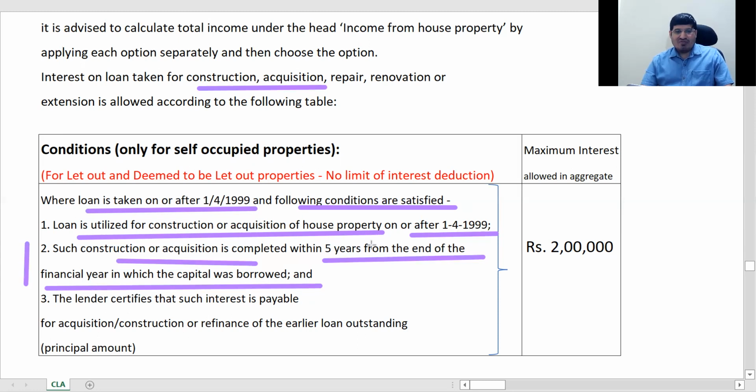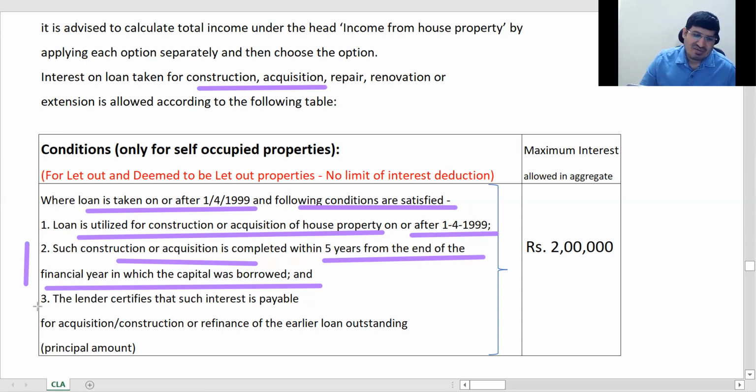Okay, so if we take more than 5 years for construction from the end of the previous year when loan was taken, then government doesn't give us this 2 lakh benefit, it becomes 30,000. So what government says is like 5 years is more than enough to complete your house. If you're doing a shoddy job, then it's not our problem. We'll give it only for 5 years. Okay.